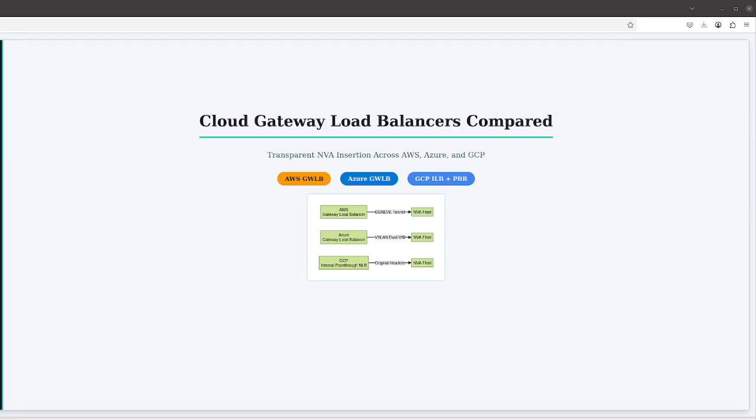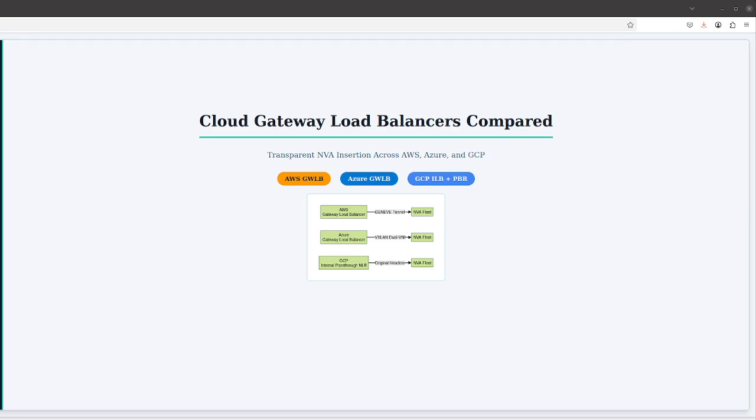All three hyperscalers offer a mechanism for transparently inserting network virtual appliances, also called NVAs, into traffic flows without requiring changes to application infrastructure. The concept is powerful. Route traffic through a firewall, an intrusion detection system, or a deep packet inspection engine, and do so invisibly from the application's perspective. But how each cloud implements this differs significantly in architecture, encapsulation protocol, feature set, and operational model.